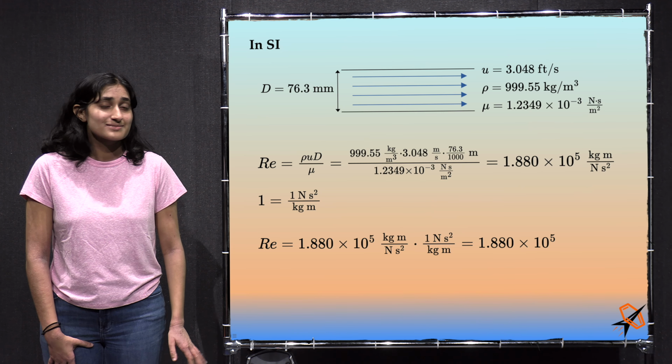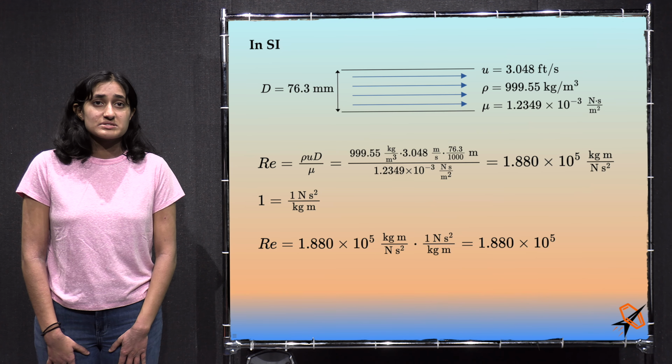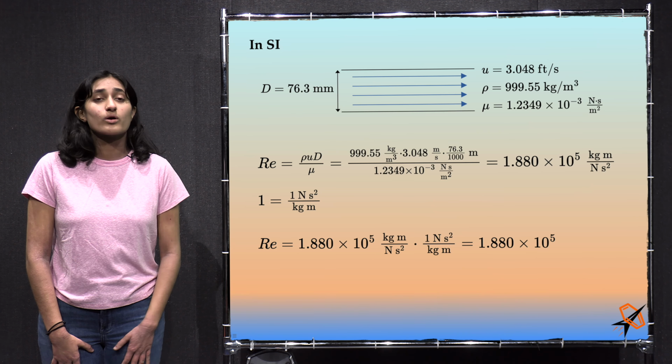The answer is the same in American engineering or SI, as it should be. Since the value is greater than 3,000, the flow is in the inertial regime, or turbulent regime.